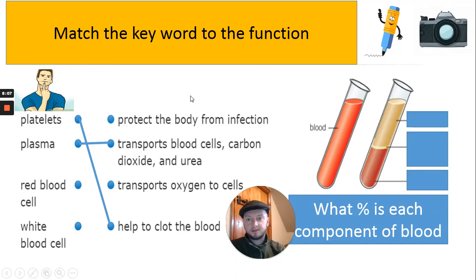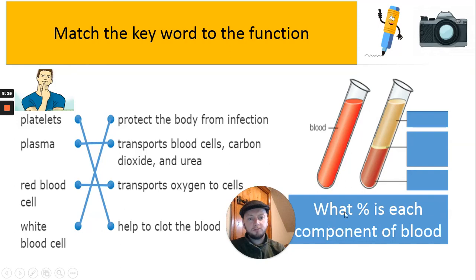Red blood cells, what do they do? They transport oxygen to the cells. Again, give yourself a tick if you've got it correct. If not, make your correction. Last one, white blood cells. What do they do? They protect the body from infection. So well done if you've got all of those correct.